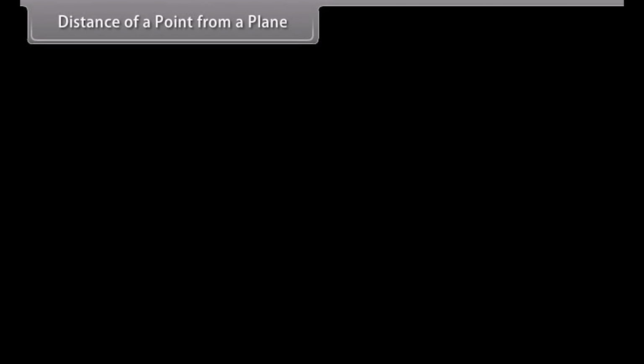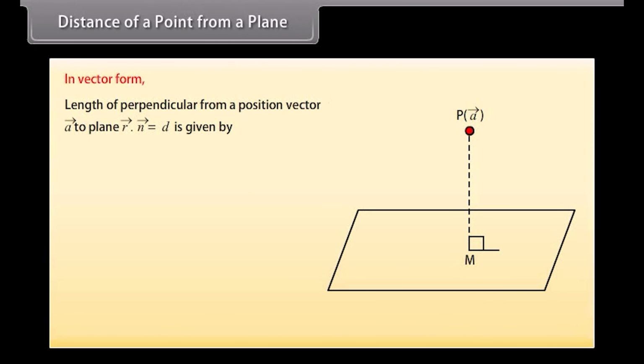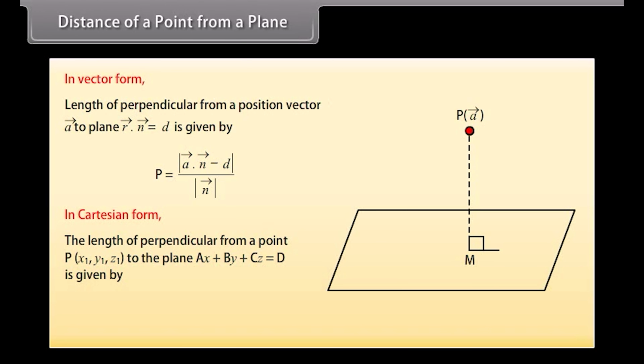Distance of a point from a plane. In vector form, the length of perpendicular from a position vector A to the plane dot product of vector r and vector n equals d is given by, in Cartesian form, the length of perpendicular from a point P x1, y1, z1 to the plane ax plus by plus cz equals d is given by.